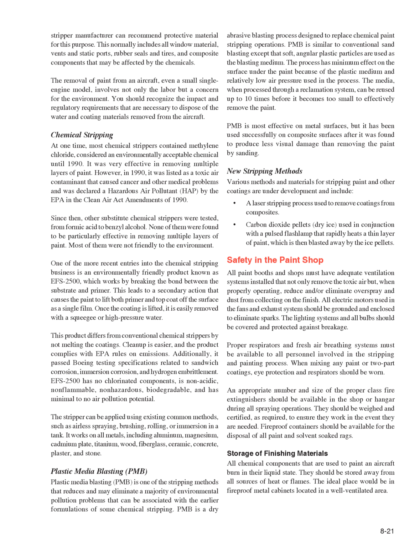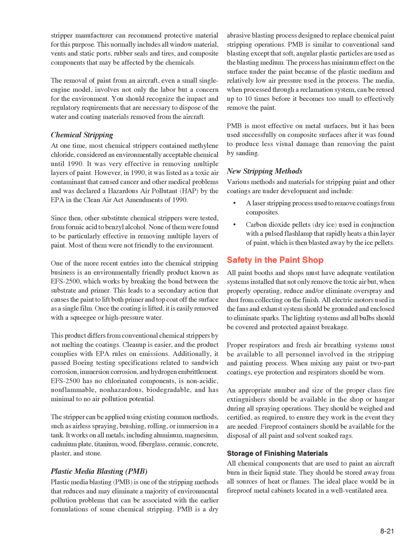The media, when processed through a reclamation system, can be reused up to 10 times before it becomes too small to effectively remove the paint. PMB is most effective on metal surfaces, but it has been used successfully on composite surfaces after it was found to produce less visual damage than removing the paint by sanding.